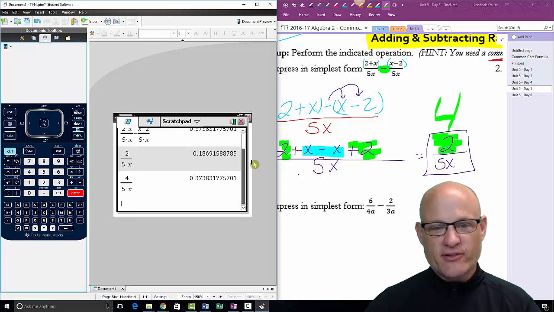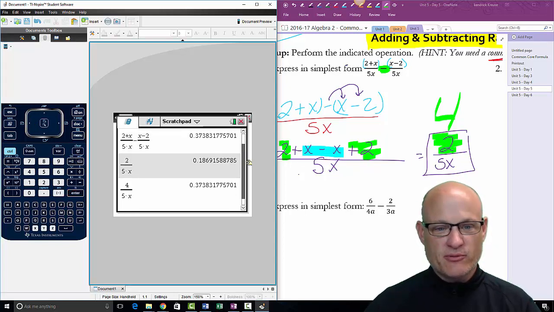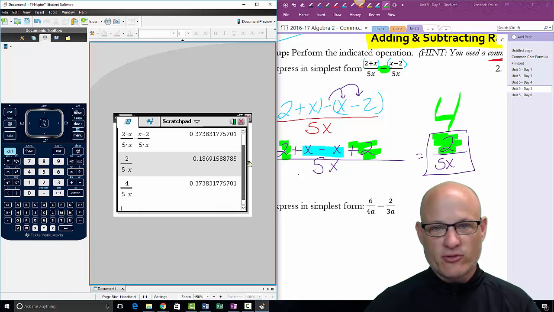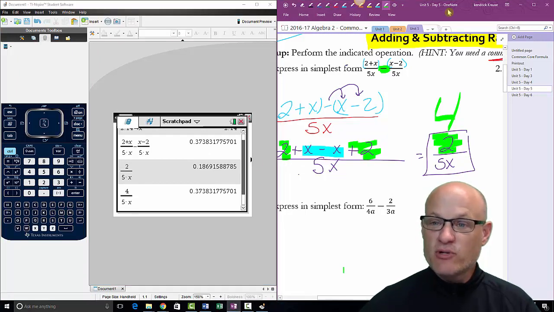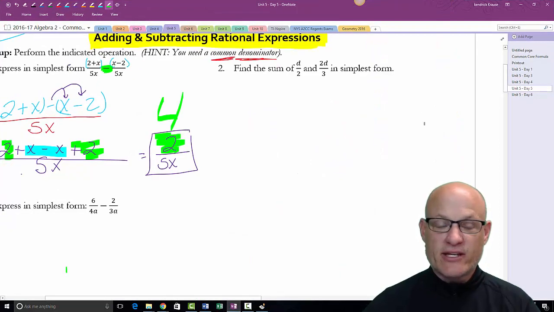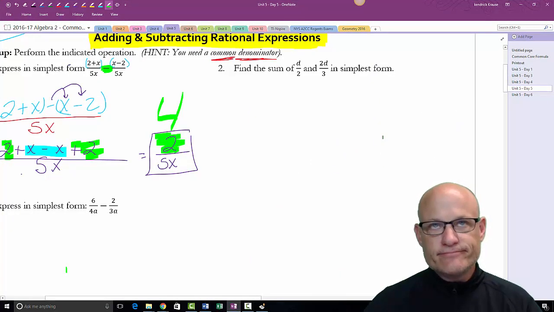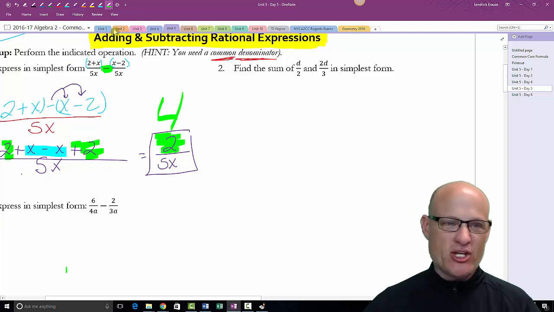Enter. Oh, yes, those match. See, those match. 0.37, 0.37, 38, 31, 77, 5701. They match, yay. So you should really never get it wrong, because you should have at least the maturity to go check your answer.